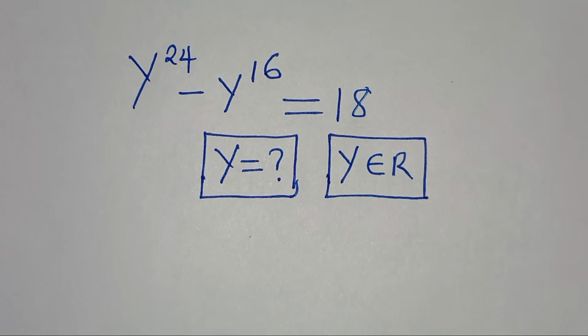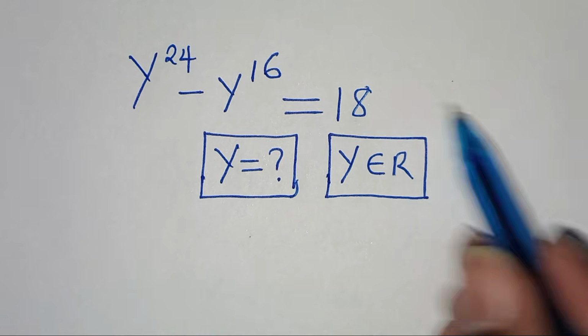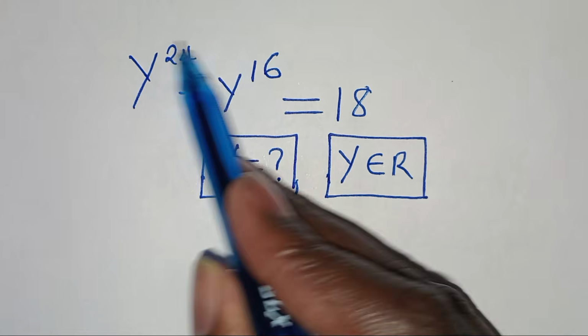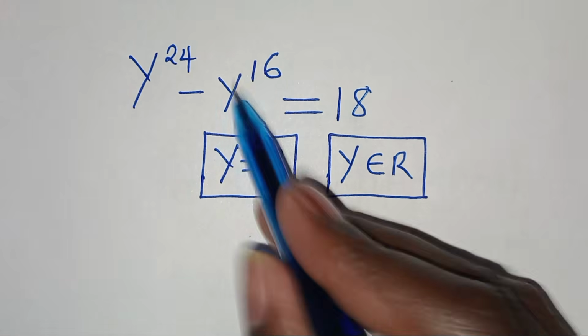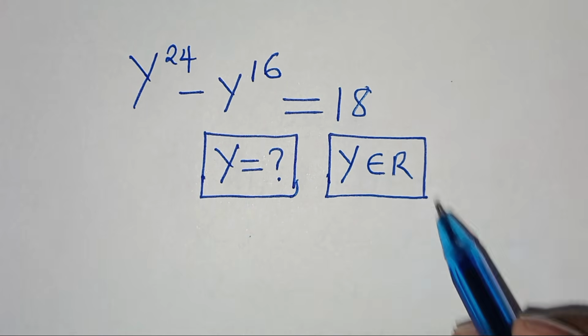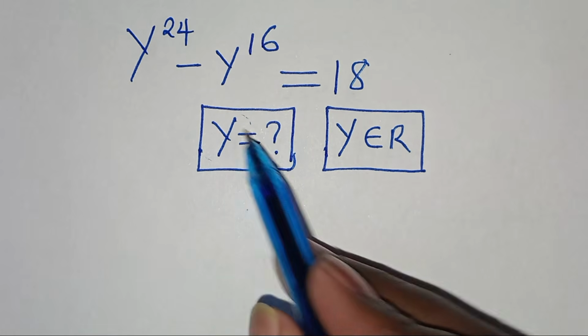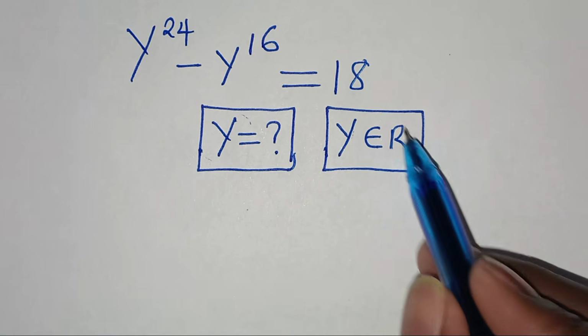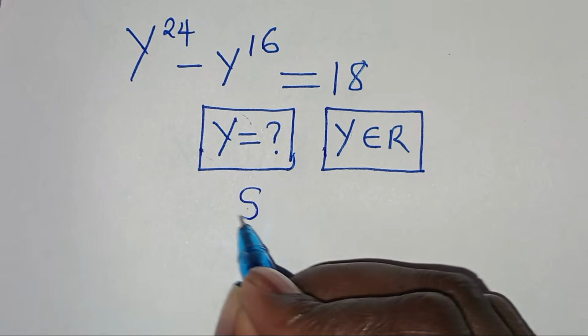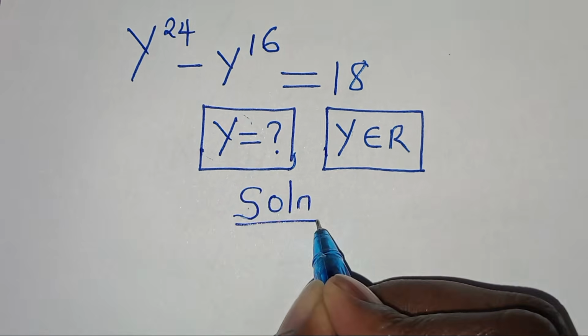Hello everyone, you're welcome to solve this nice algebra problem: y to the power of 24 minus y to the power of 16 is equal to 18. So what is the value of y, given that y is a member of the real numbers? Now let's provide a solution from here.